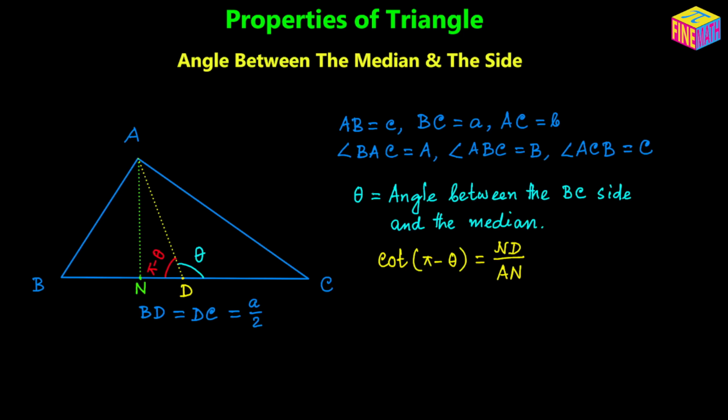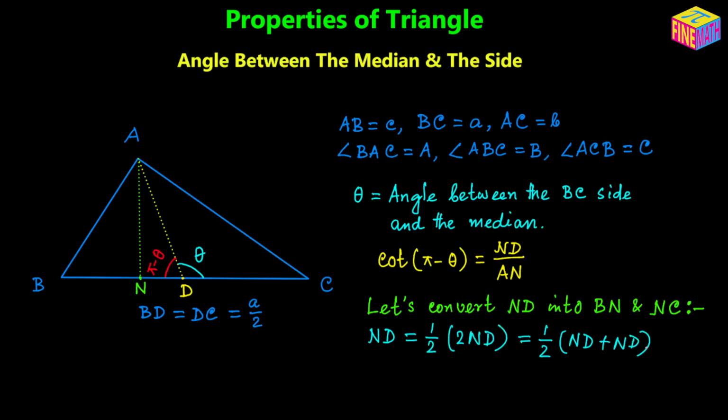Now if we think about cotangent of that angle pi minus theta, cotangent of pi minus theta would be equal to ND over AN. And now let's try to represent ND in terms of NC and BN. Can we write ND as half of 2 times ND, which is nothing but half of ND plus ND? And now I'm going to add DC and subtract DC with these NDs. So it is going to be half of ND plus DC, plus ND minus DC.